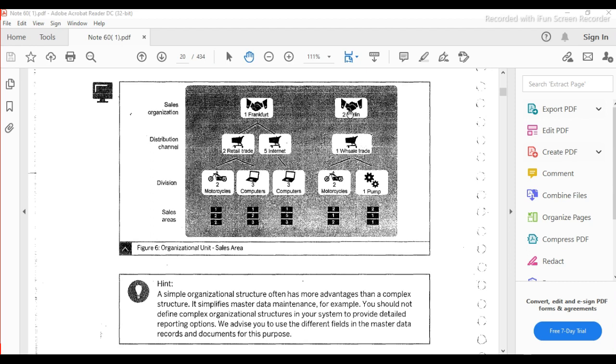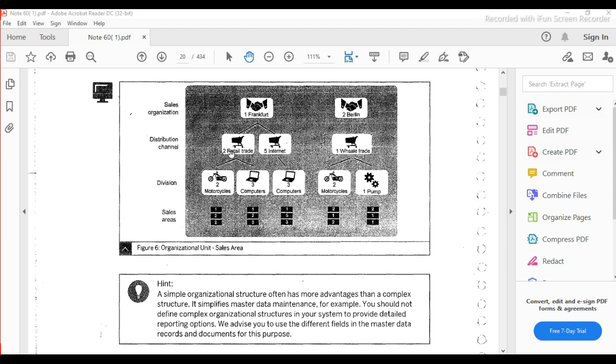Similarly for Berlin sales organization, under Berlin there is only one distribution channel, that is wholesale. They are not selling through internet or retail sale. Under wholesale they are selling motorcycle and pump. So in this way we make a combination of sales areas.